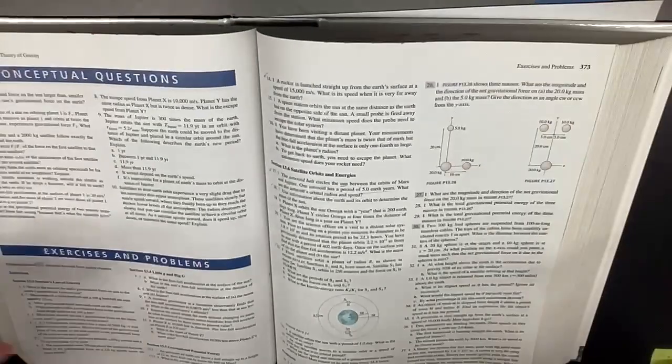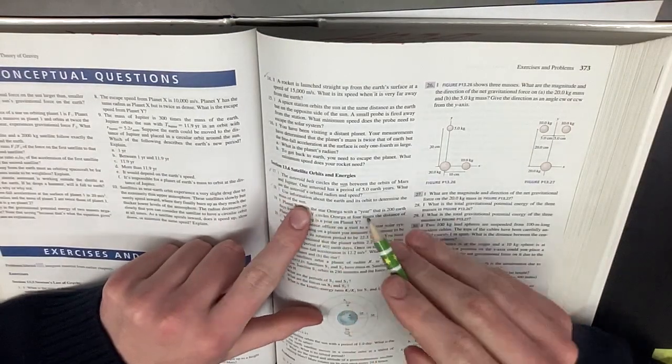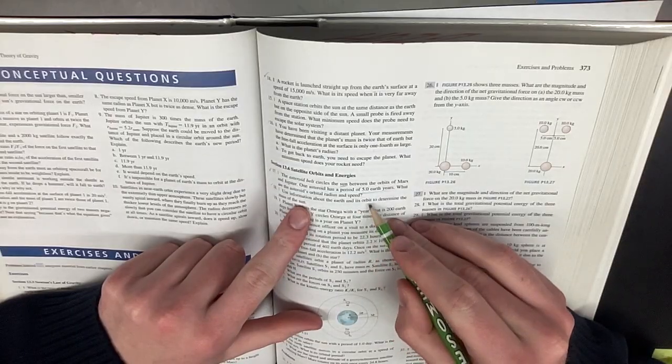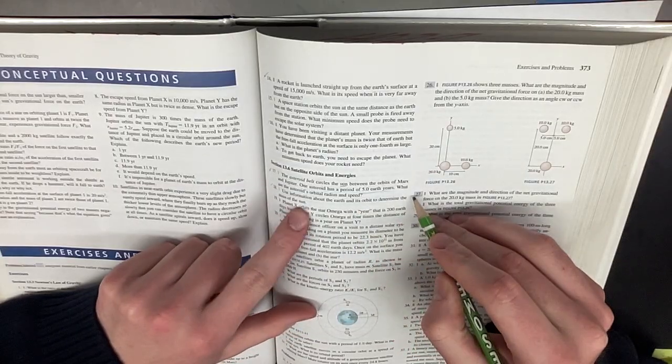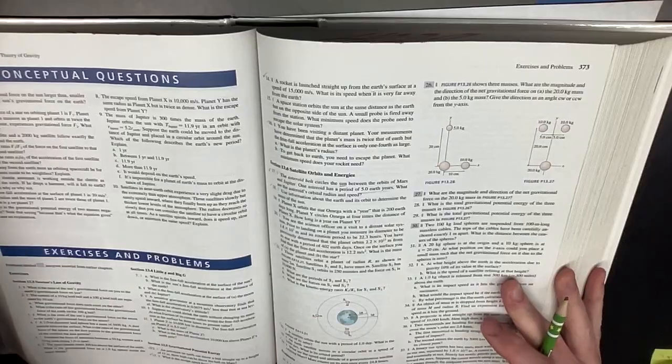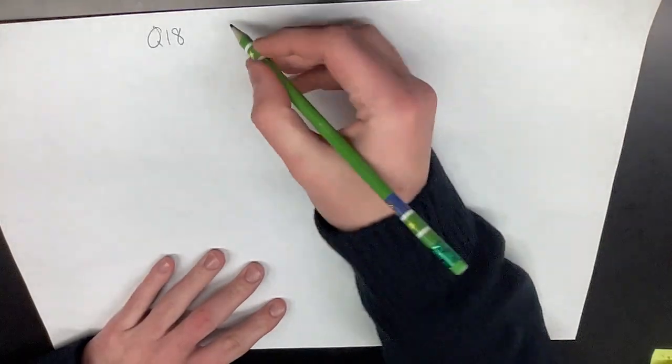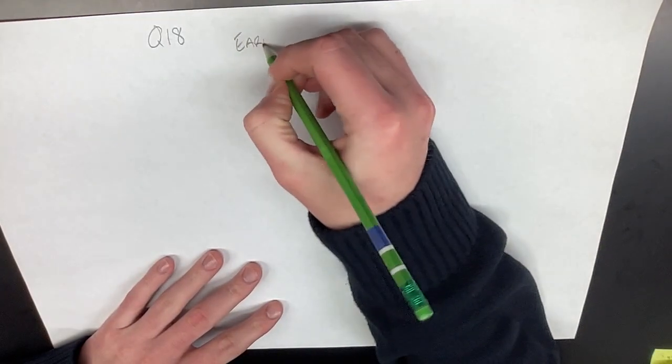All right, we're going to be talking about question 18. Question 18 says, use information about the Earth and its orbit to determine the mass of the sun. So we're going to pretend for a moment like we don't know the mass of the sun, and all we know is stuff about the Earth. What do we know about the Earth?